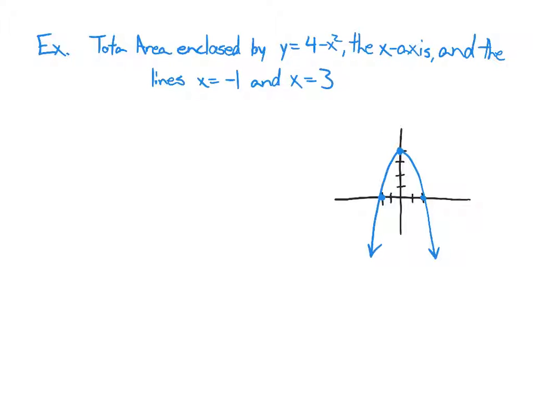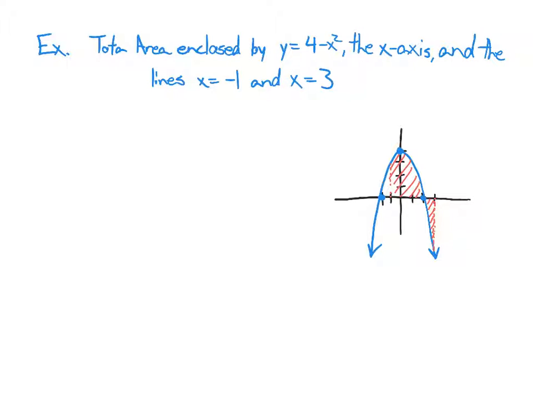Okay? Here's the problem though. If I go from -1 to 3, I'm trying to find this area enclosed. Okay? Does that make sense to everybody? You see what we're doing? Okay?